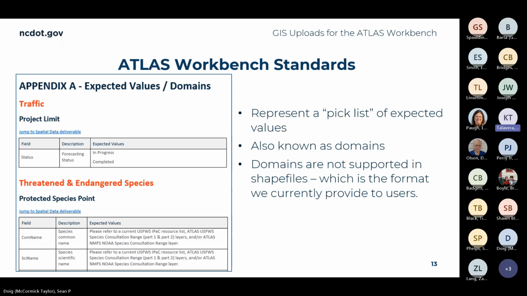Also in the Workbench standards, we have expected values. We have links for these in the particular section that you're in. So if you're in traffic, there'll be a link down to these specific expected values. It tells you what field it is, and then, if you should enter, like for this one, the status, you would enter either in progress or that it's complete. These are also known as domains for those of you who are GIS savvy. And the skinny of it is that it's really a pick list in domains that you can select.